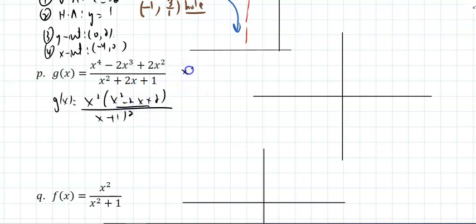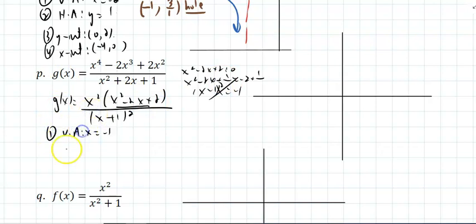If you take x squared minus 2x plus 2 and set it equal to 0, x squared minus 2x plus half of the middle number squared, that's x minus 1 squared equal -1. No solution. So this has no vertical asymptote. Good. 2, we have an oblique or a slant asymptote at y equal, I'll get that in a minute.